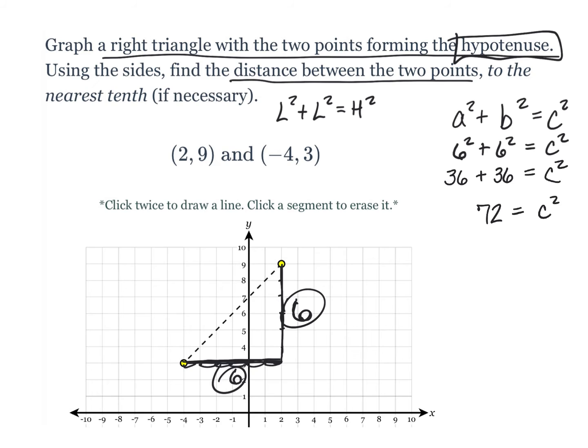c squared. In order to get rid of a square, we've got to use the inverse of that, which is a square root. So we're looking for the square root of 72. Now, this one asks us to write this to the nearest tenths. So we don't have to do any reducing of decimals. So what we end up with is 8.49. So the distance of the line that we've constructed is 8.49.